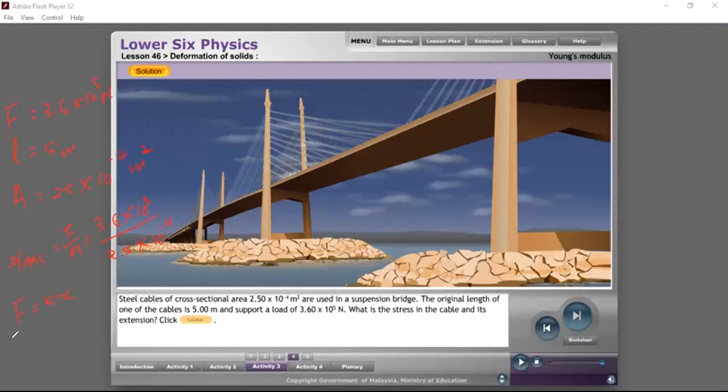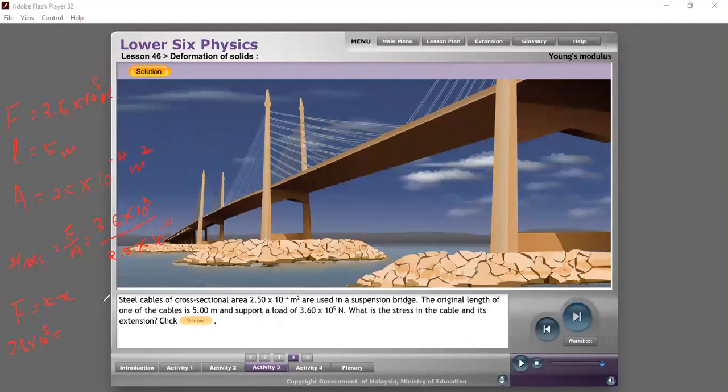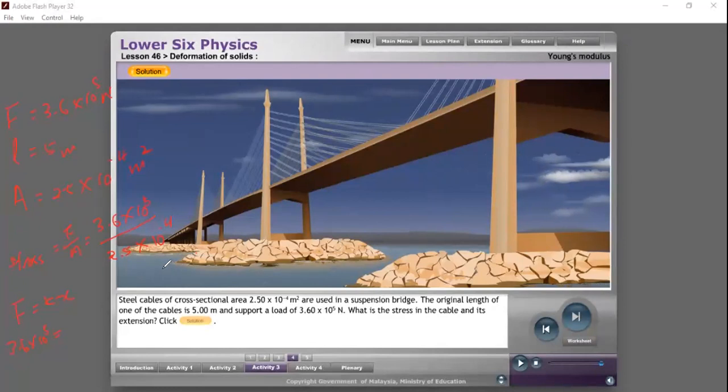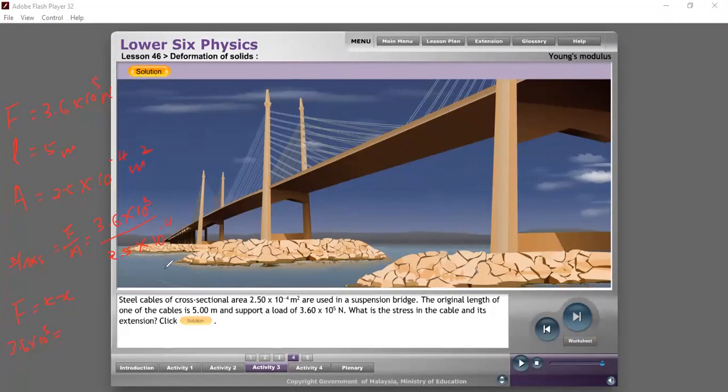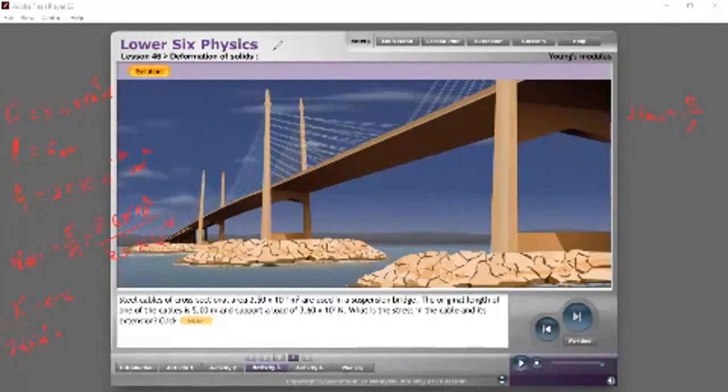So F is equal to 3.6 times 10 to the power 5 newtons equal to K times x. What is K? And the extension, they didn't give us the extension, right? So is there any Young's modulus? Okay. So another one is that strain is equal to extension over the original length.